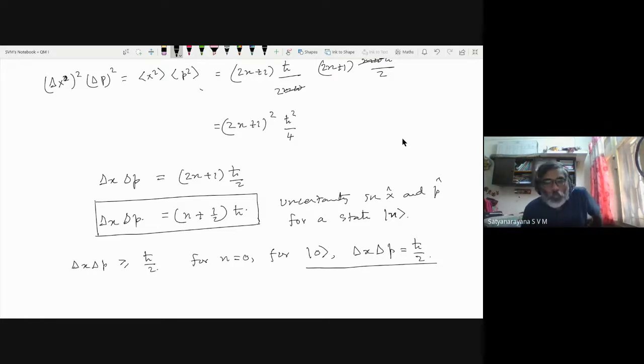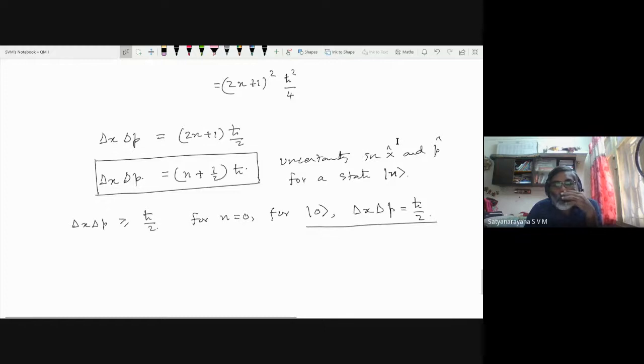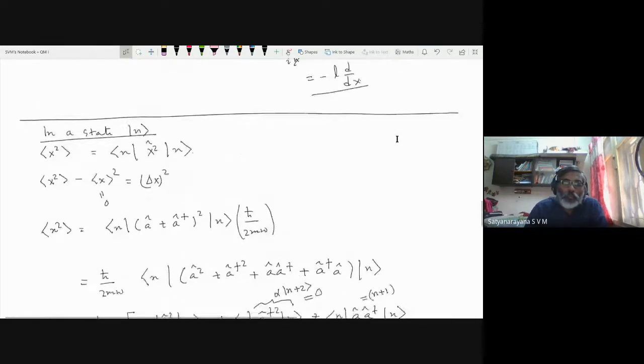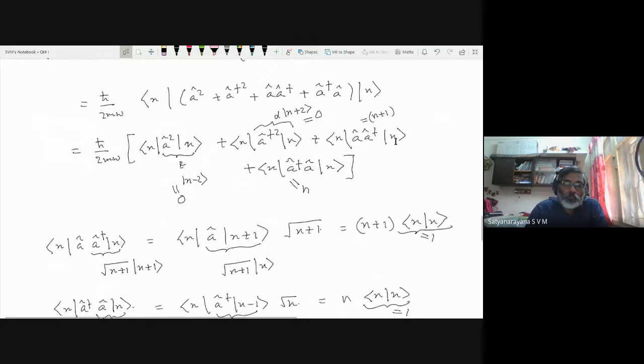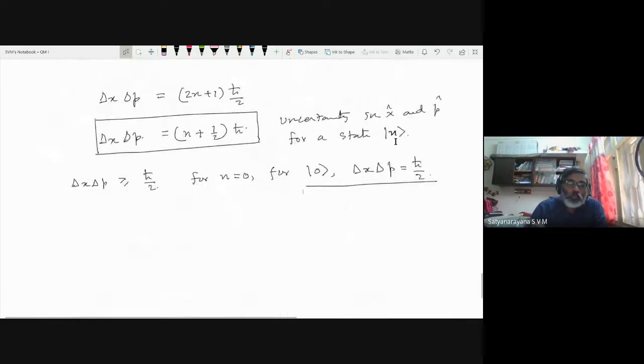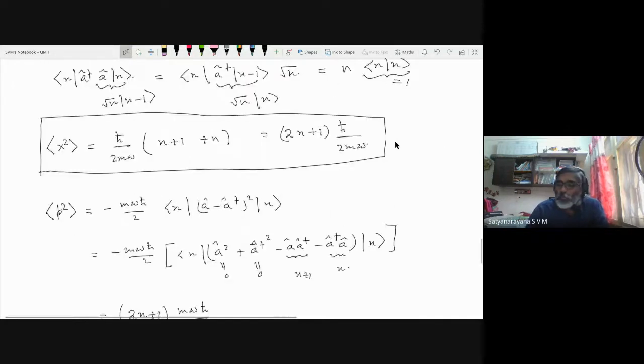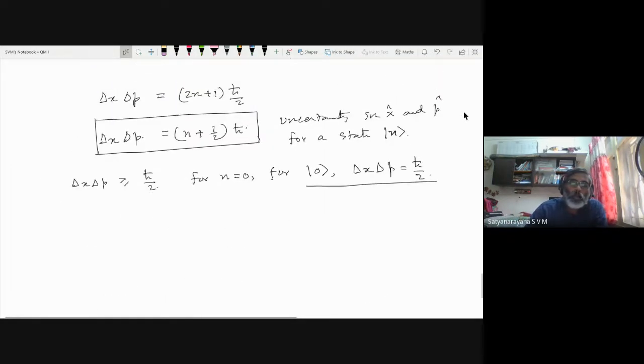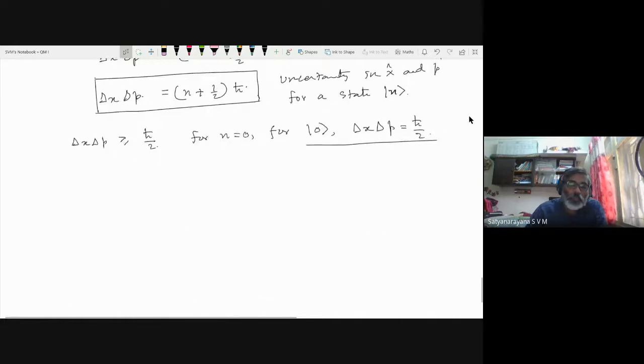Now even if you want to talk about higher powers of x and p, or properties like operators xp or px, anything you can actually obtain by using this relation between x and a dagger. So this is, in some sense, the use of this relation between x and p, and calculations become simpler in this case.